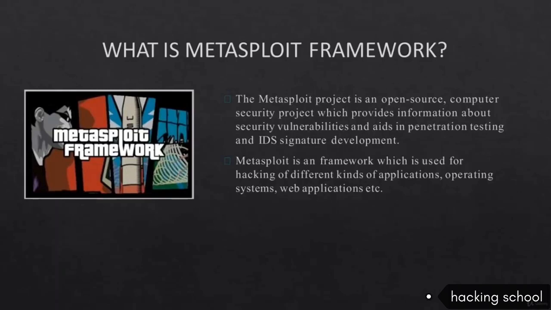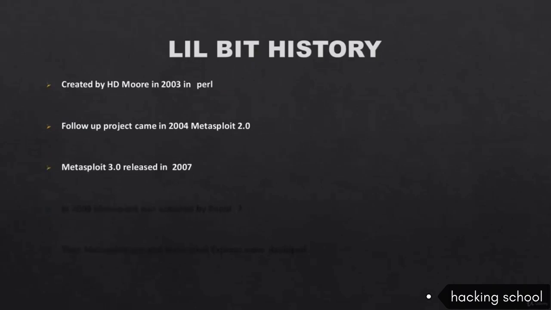Currently there are more than 1500 exploits available. Can you just imagine the amount of impact this framework creates? Now, let's quickly go through the history of the Metasploit framework. It was first created by H.D. Moore in 2003 in Perl. The follow-up project came in 2004, known as Metasploit 2.0. In 2007, Metasploit 3.0 was released. And in 2009, Metasploit was acquired by Rapid7. Then, Metasploit Pro and Metasploit Express were developed.